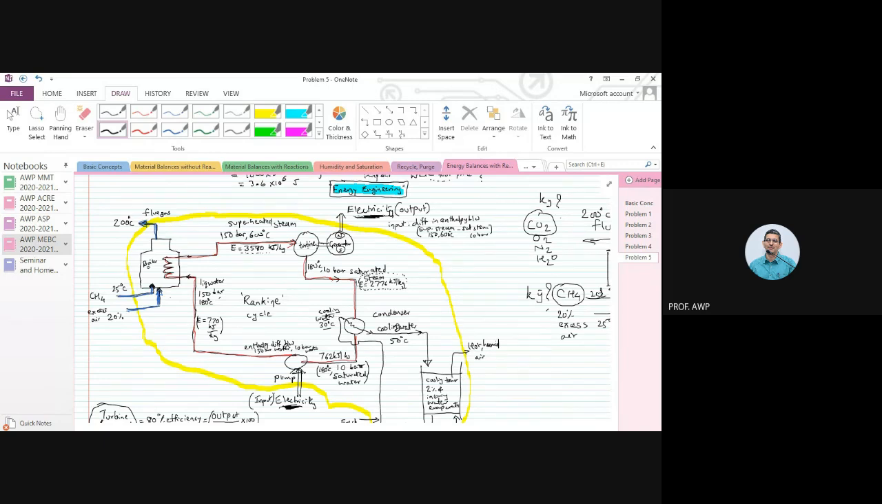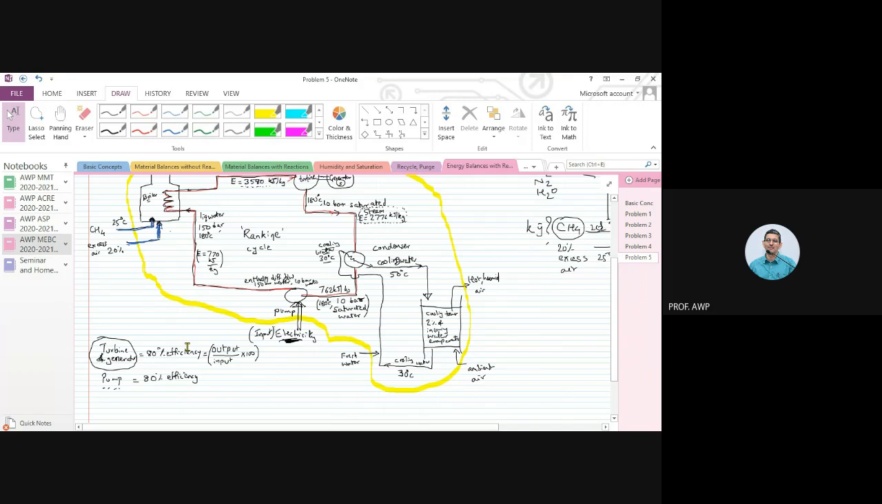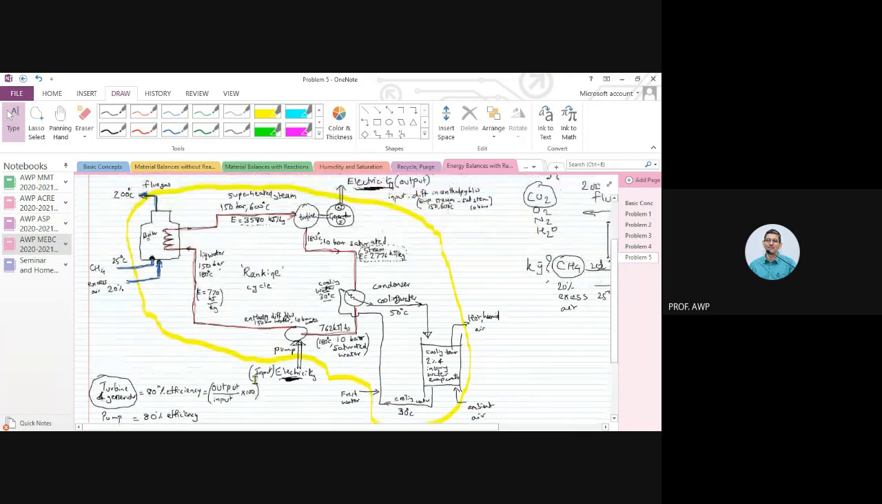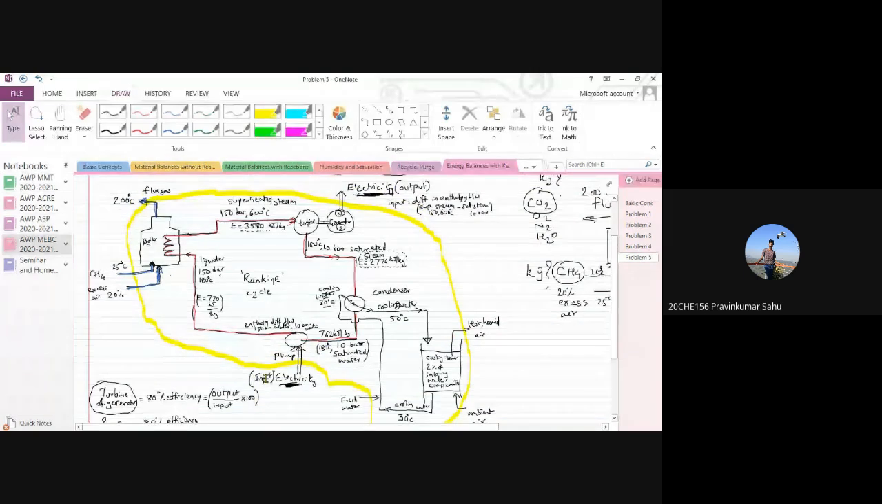There are many other internals that are there. Let's not worry about that. You will do all that in your energy engineering course in semester 4. Okay, Praveen. Okay, solve.